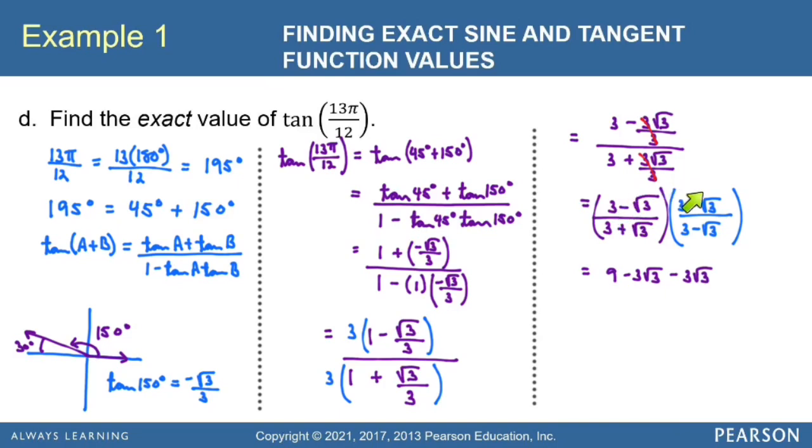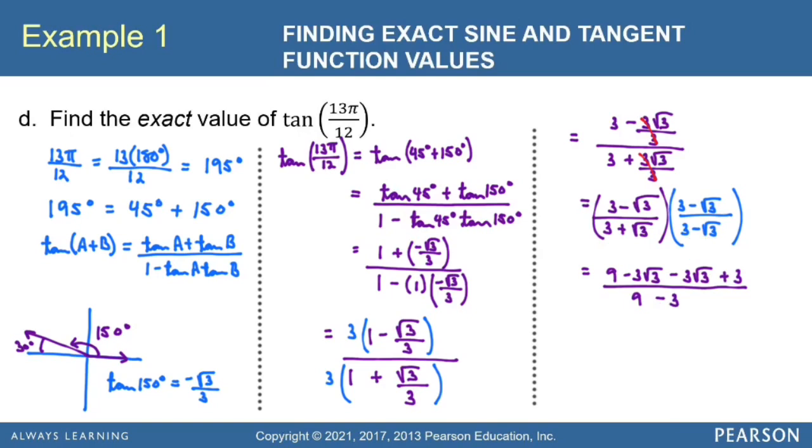And last times last will give us plus 3. Now we have our fraction bar. In the denominator, first times first gives us 9. Outer plus inner will add up to 0 because that's what always happens with conjugates. And last times last will give us minus 3. Now we're ready to combine like terms.